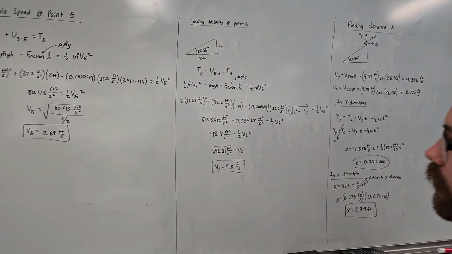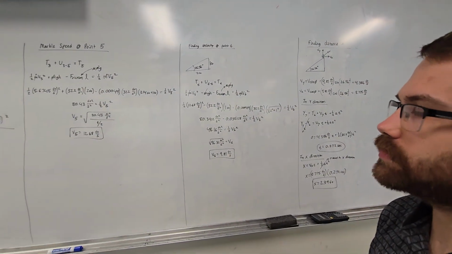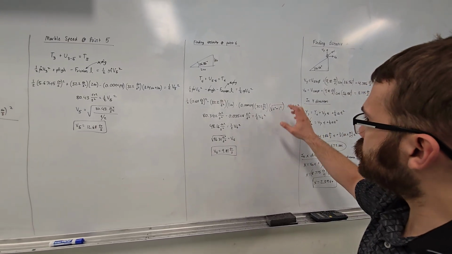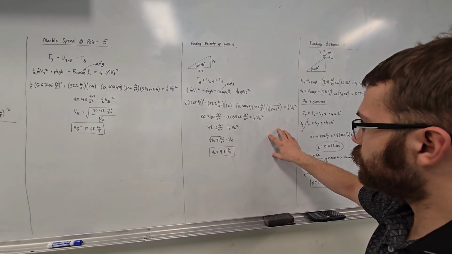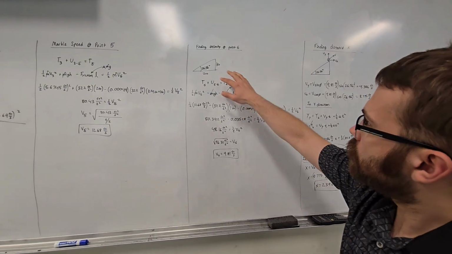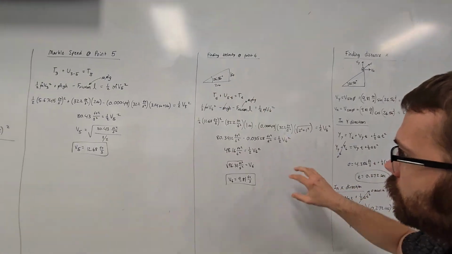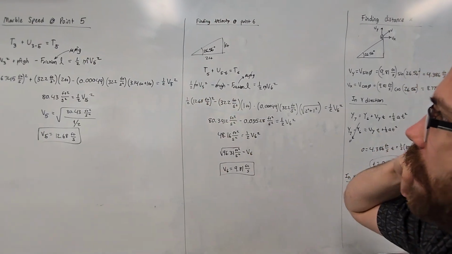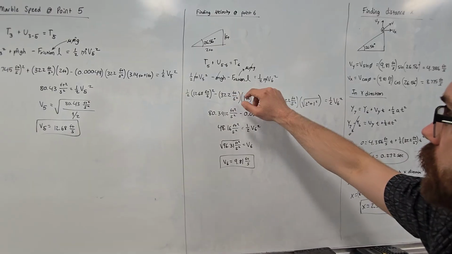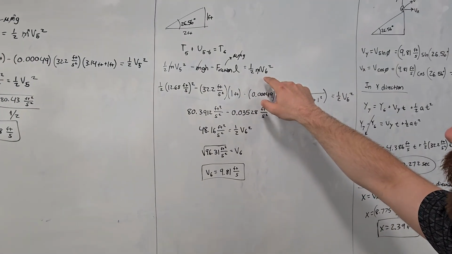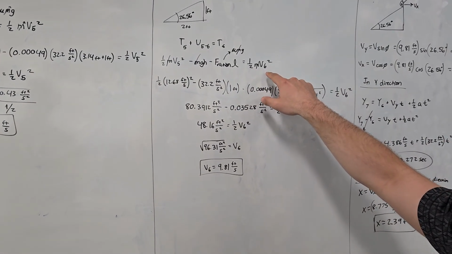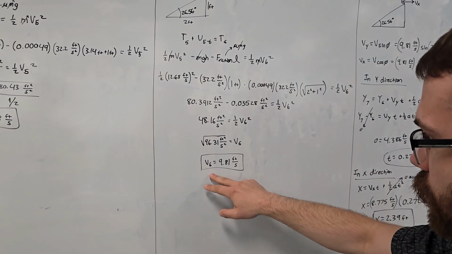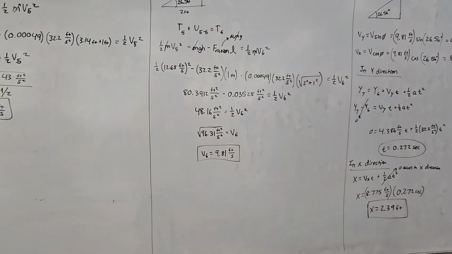And for finding the velocity at point 6, we used an energy balance, and our team made sure to take into account the angle that it would be lying on, and using the kinetic energy, the potential energy, and then the friction losses, we were able to calculate the velocity at point 6. And that came out to 9.81 feet a second.